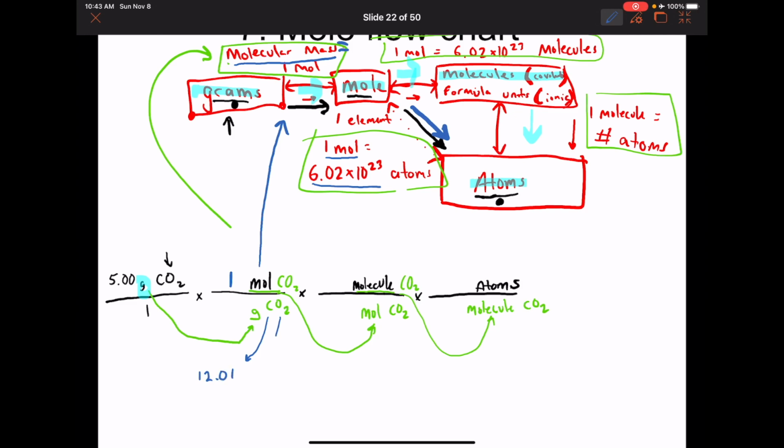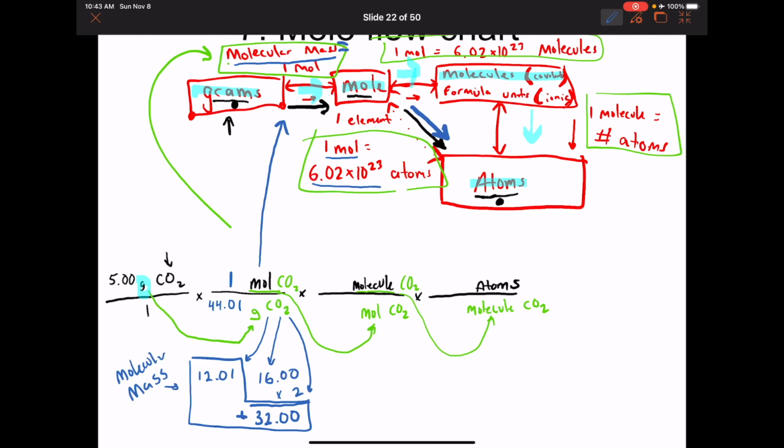And if you look at oxygen on the periodic table, it is 15.999, but if we round it to 2 decimal places, it's going to be 16. And because there's a 2 there, it's going to be 32. So now the molecular mass is going to be these things added together, which is going to give us 44.01. All right, so that's molecular mass.